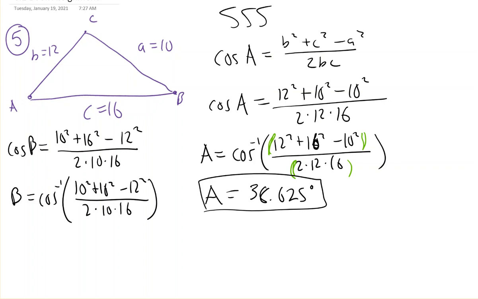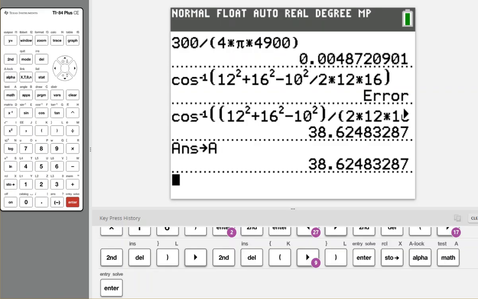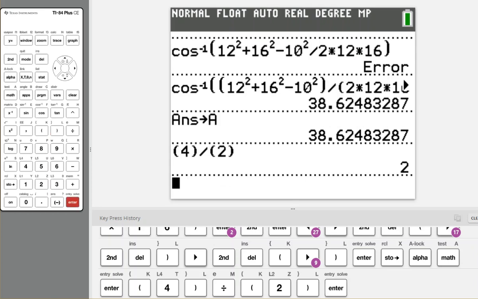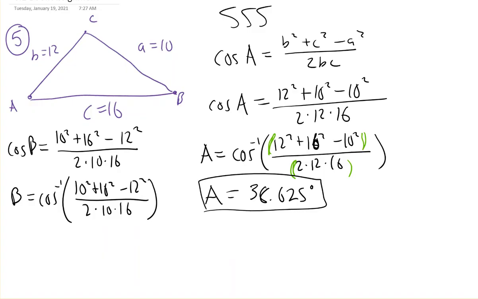Anytime you guys are ever unsure if you should do parentheses or not, you should just do it because it never hurts. What I mean by that is, something super basic, like 4 divided by 2. You don't really need parentheses around your numerator and denominator, but it also doesn't hurt. And then sometimes you do need it. So anytime you're ever unsure, just do it, please.